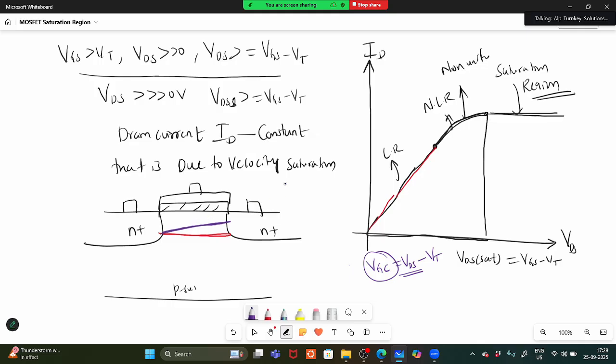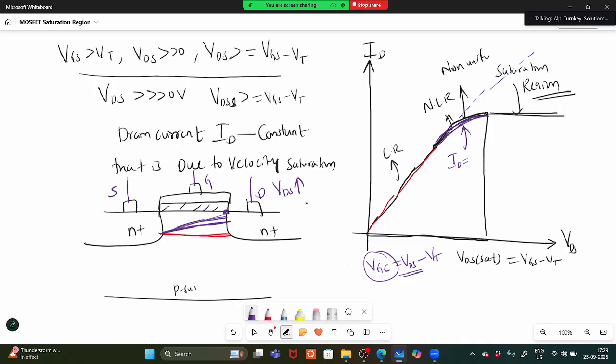If you keep increasing VDS, the channel will decrease gradually, between the source, the drain and the gate. The drain current will increase, but the rate at which the drain current increases will decrease. Normally it should increase like this, but the rate decreases. At one point the channel depth becomes 0.